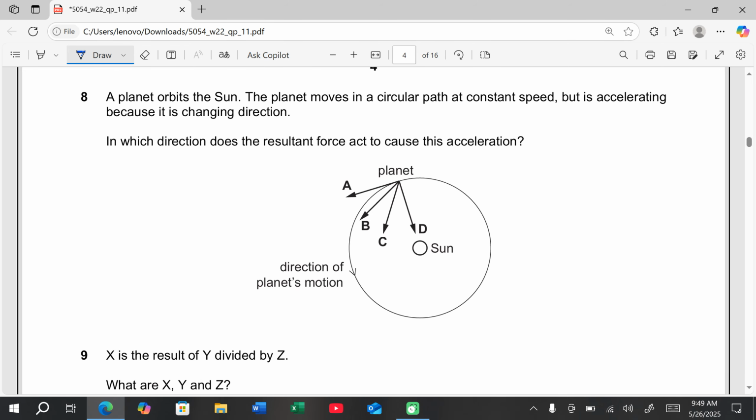A planet orbits the sun. The planet moves in a circular path at a constant speed, but it is accelerating because it is changing direction. In which direction does the resultant force act? It is always towards the center of the circle. Centripetal force always acts towards the center of the circle.